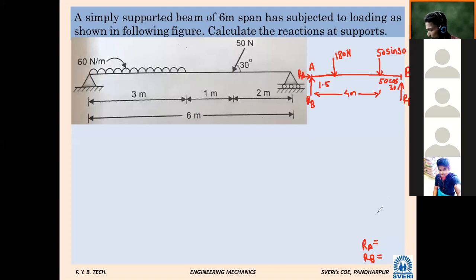Once again, please give the answer. What is RB? RA is 149.73. Avinash is there. Yes, sir. What is your name? Avinash Salgar. Tell me, what is the value of RA?